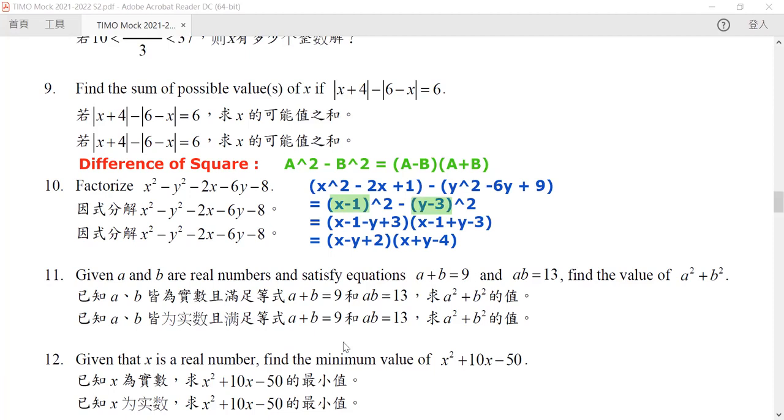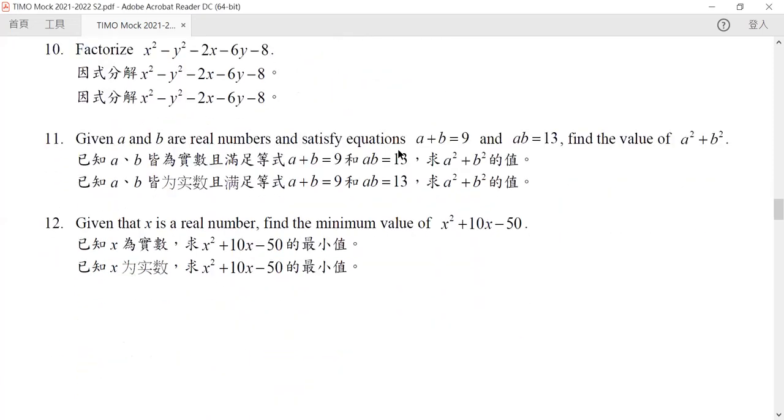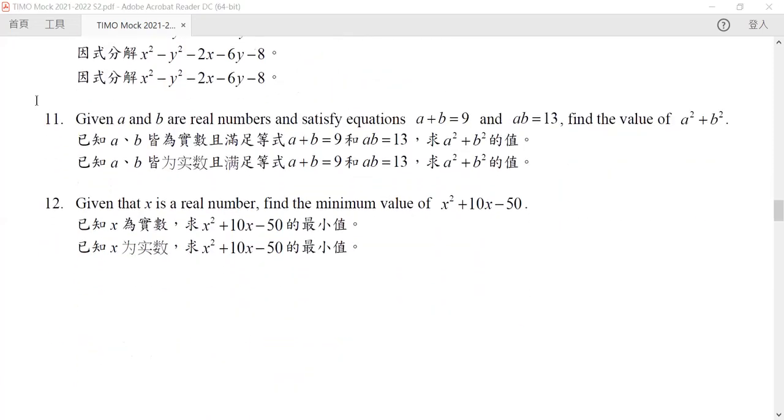All right. Now for question number 11. Question number 11 is very important. Now most of the time you will associate this type of question with a theory, which is called the Vieta's theorem.